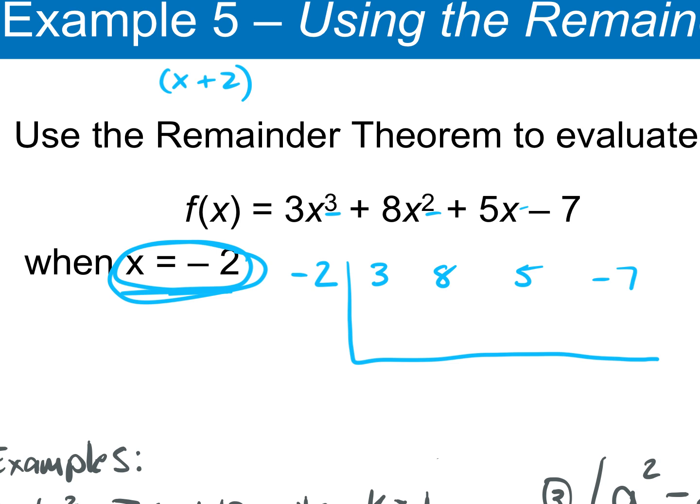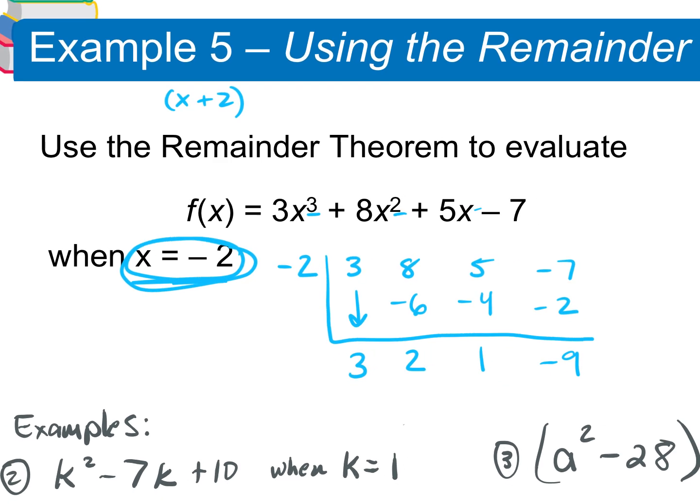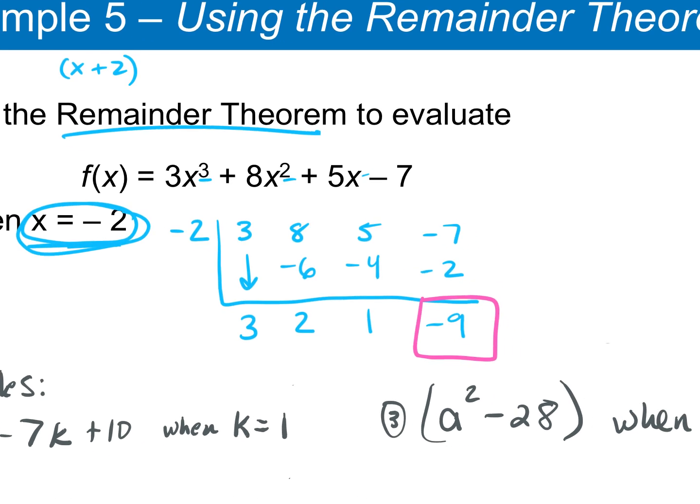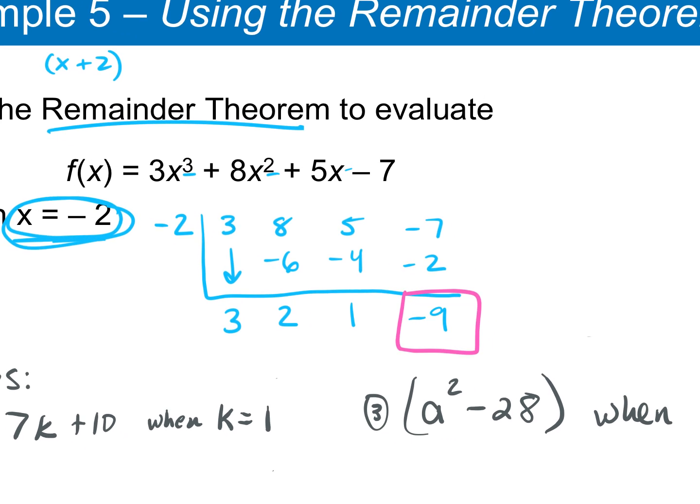What would we do first for synthetic division? Drop down the 3. What do we do outside? Multiply. So we get -6. Add. We get 2. Multiply. -4. Add. 1. Multiply. -2. Add. -9. Now this says use the remainder theorem to evaluate. When it says use the remainder theorem, just the remainder is our answer. So our answer would just be -9.